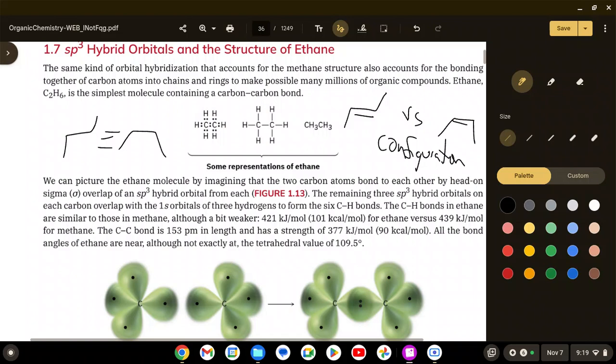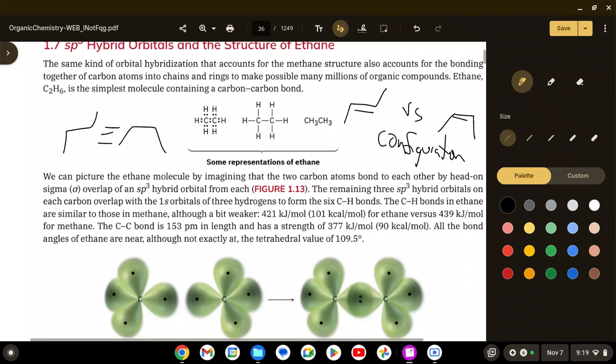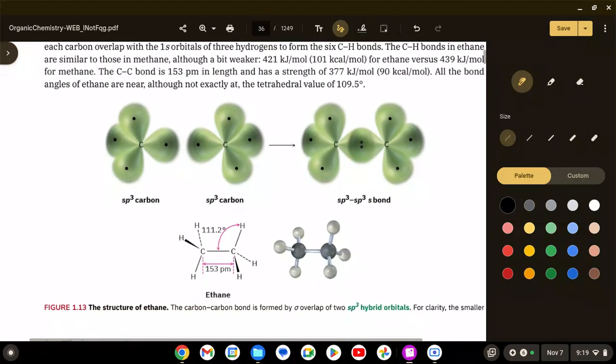The C-H bonds in ethane are similar to those in methane, although a bit weaker, 421 kilojoules per mole for ethane versus 439 kilojoules per mole for methane. The C-C bond is 153 picometers in length and has a strength of 377 kilojoules per mole. All the bond angles of ethane are near, although not exactly at, the tetrahedral value of 109.5. That's because things are moving.